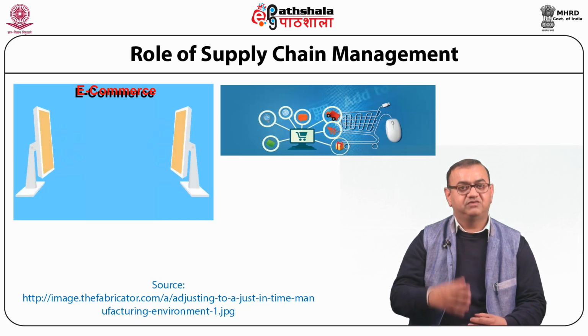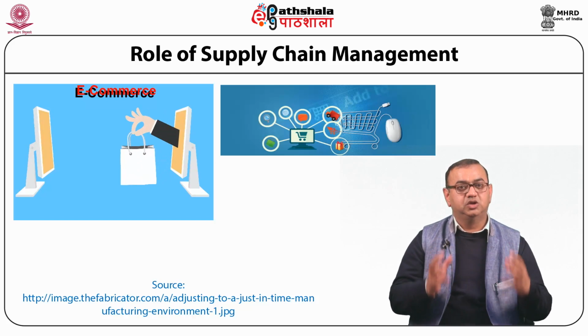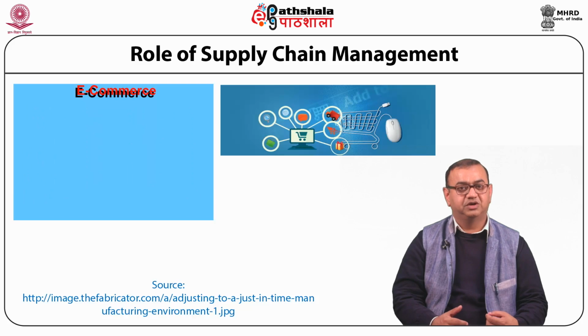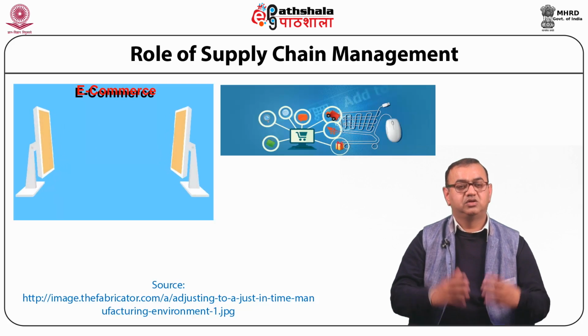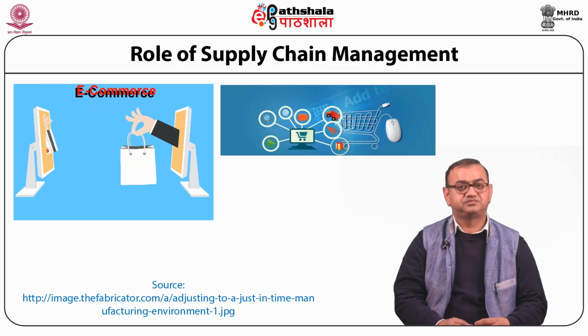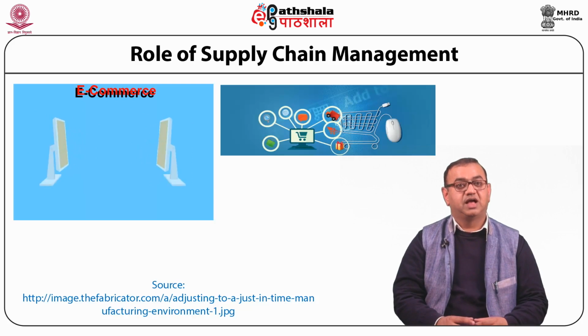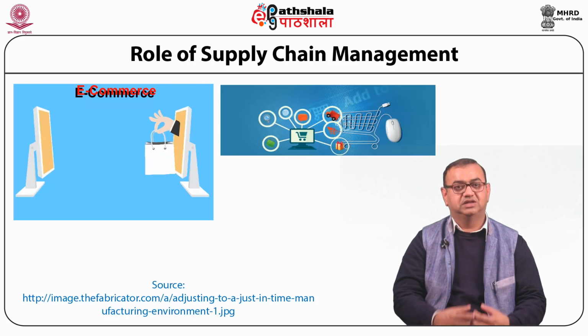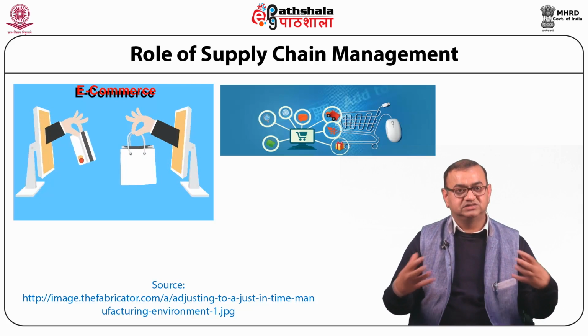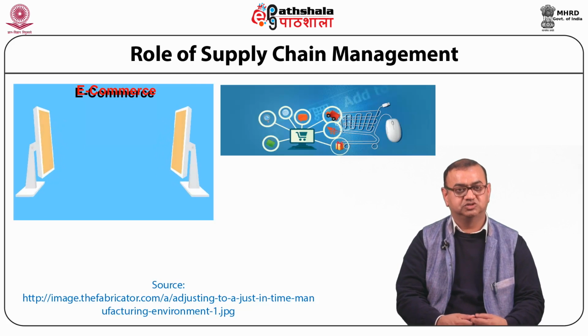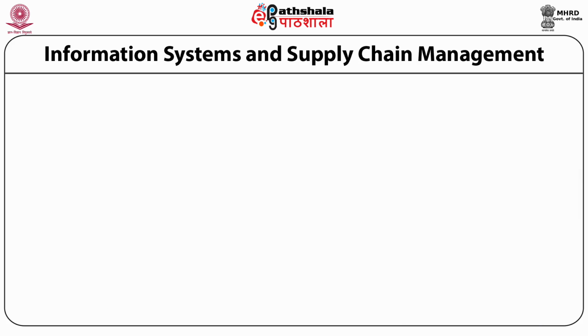To remain competitive, companies must seek new solutions to improve supply chain management, load planning, route planning, and distribution network design. Companies face corporate challenges that impact supply chain management, such as re-engineering, globalization, and outsourcing. Let us now look at the relationship between information systems and supply chain management.